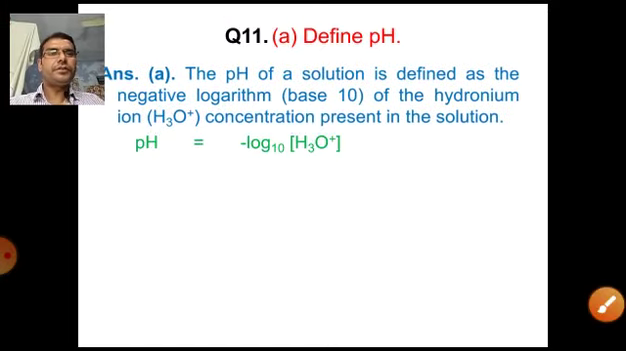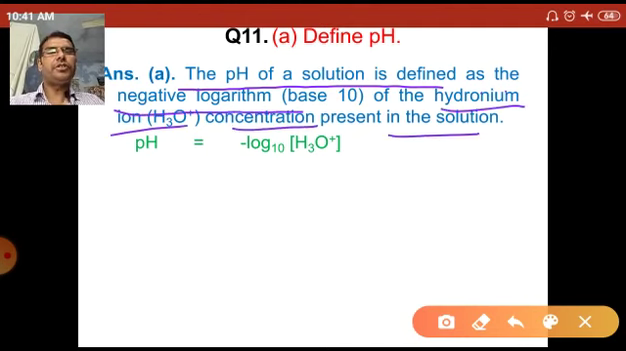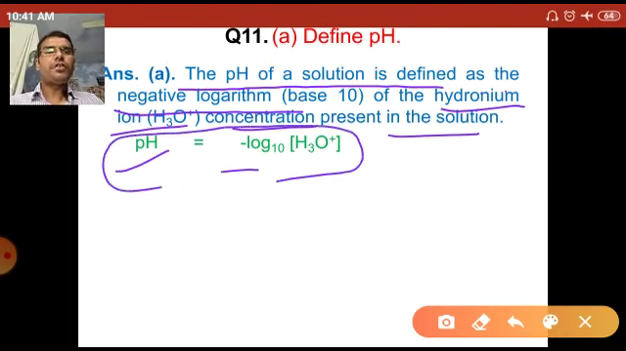So the definition here is, the pH of a solution is defined as the negative logarithm of the hydronium ion concentration present in the solution. So pH equals minus log [H3O+]. The negative logarithm of the hydrogen ion or hydronium ion concentration is called the pH.